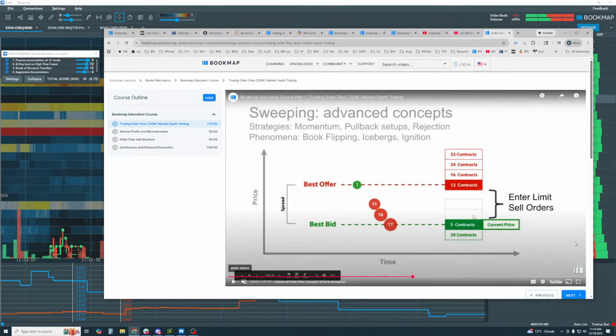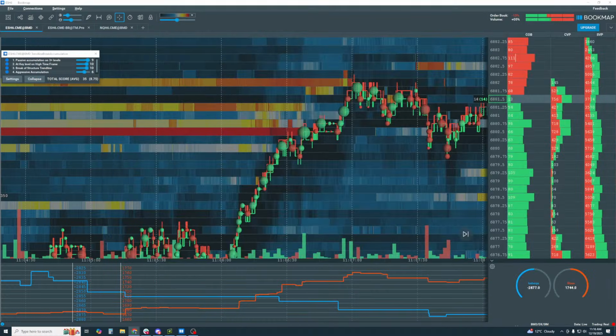Right? Like this, a sweeping of the order book, a concept here. What happened? Well, all these aggressive sellers came in and swept the book. They took all the liquidity at these levels. Right?